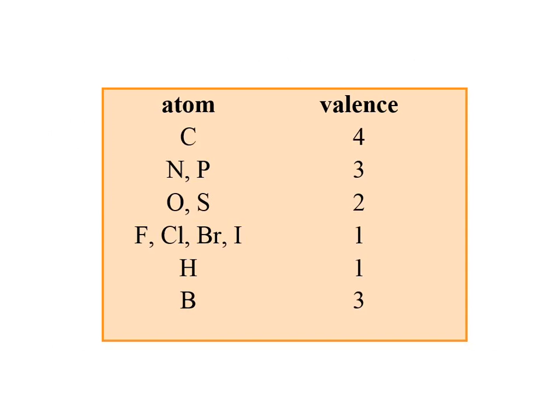So, what do we got? Carbon is 4A. So 8 minus its group number 4 is 4. Nitrogen and phosphorus are 5A. So 8 minus 5. See how that works? Oxygen is 6A. So 8 minus 6, oxygen and sulfur. The halogens are 7A, so 8 minus 7 is 1. So those are the numbers, using 8 minus the group number.